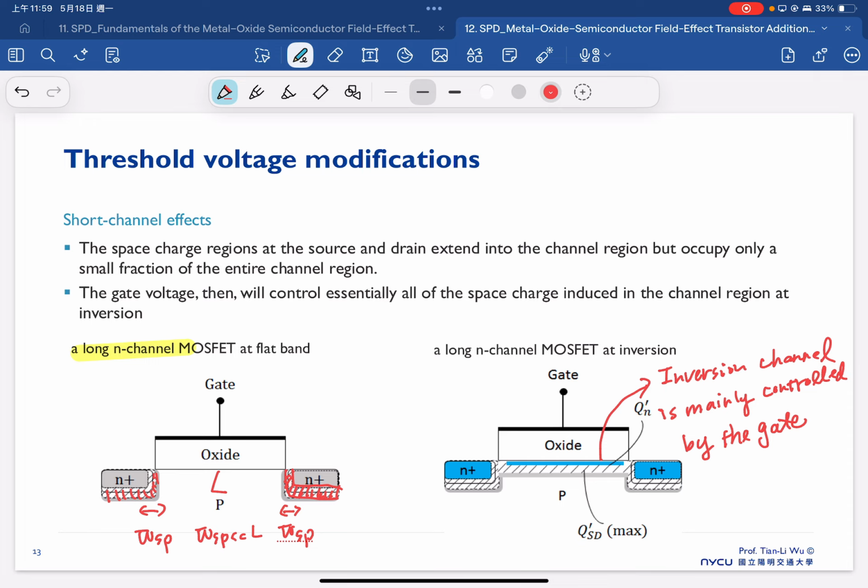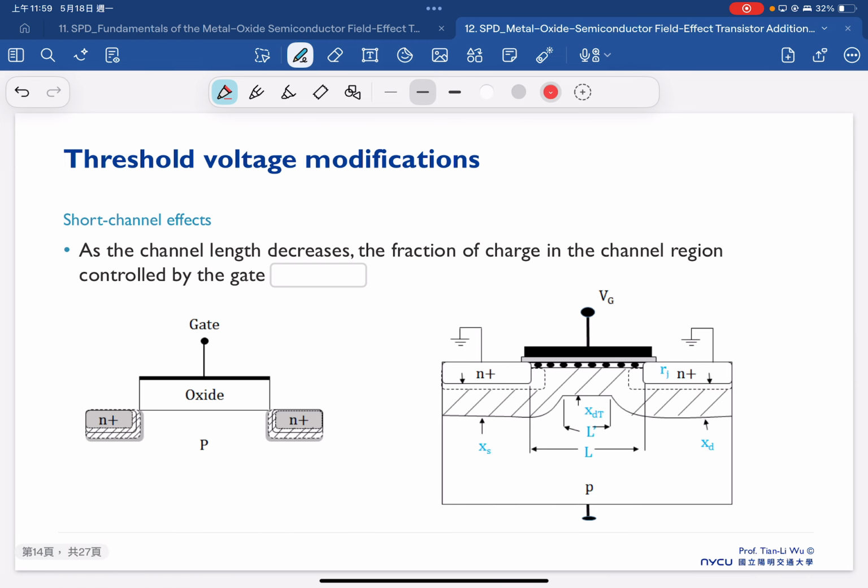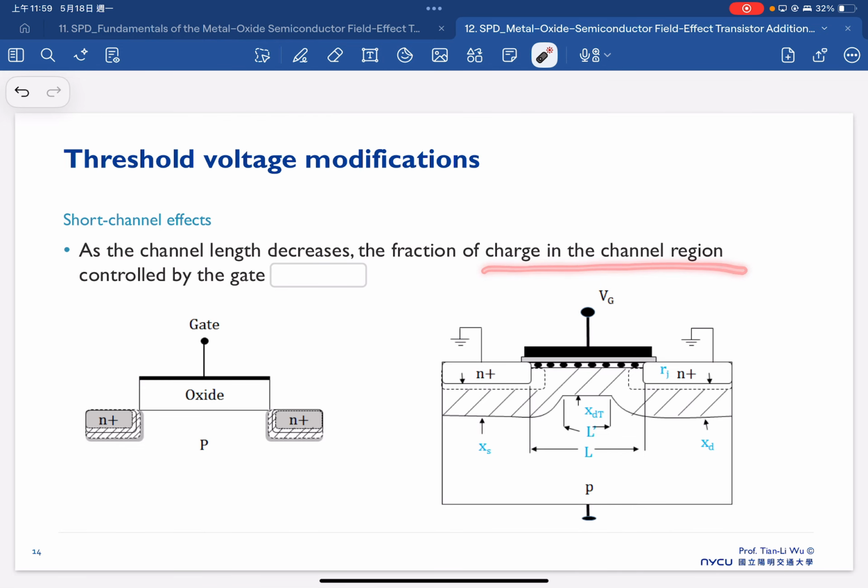On the long channel device, we have a depletion width from the source and drain, but this depletion width only takes a very small fraction compared to the whole channel length, so therefore the channel will still be mainly controlled by our gate bias. But imagine if we make a very small channel length device, then we will see the fraction of the charge in the channel region controlled by the gate now will reduce.